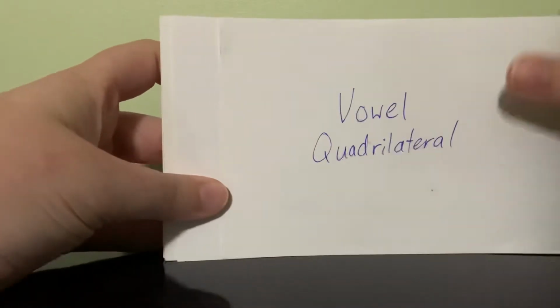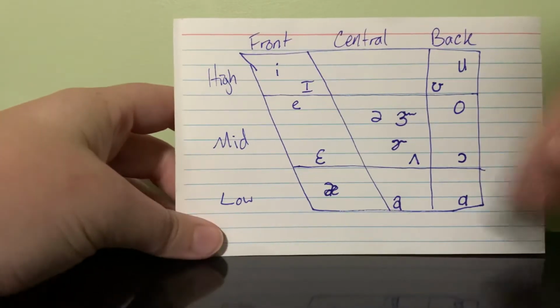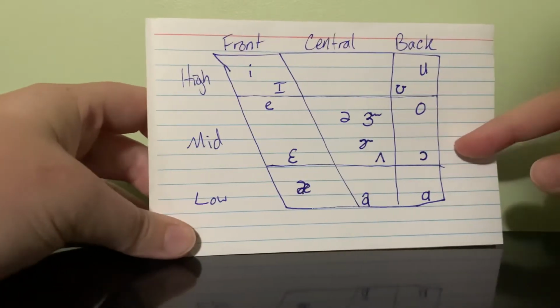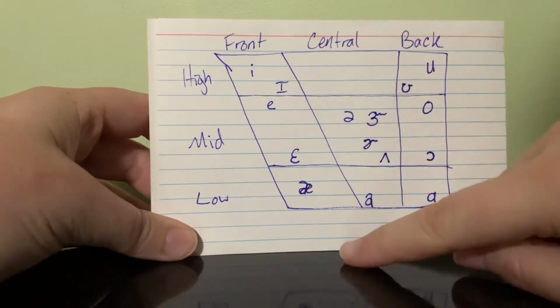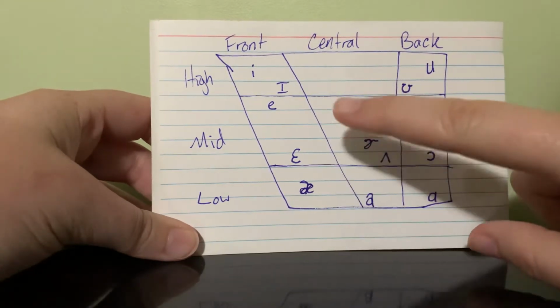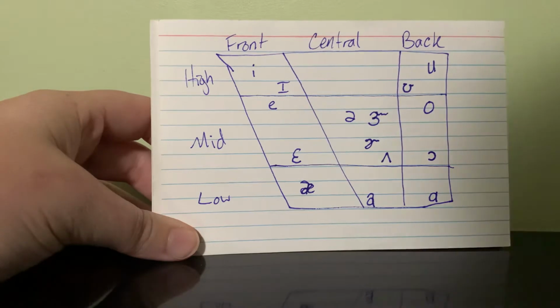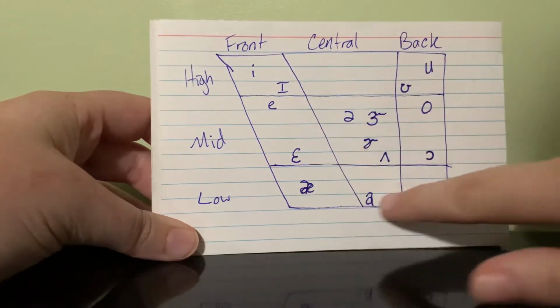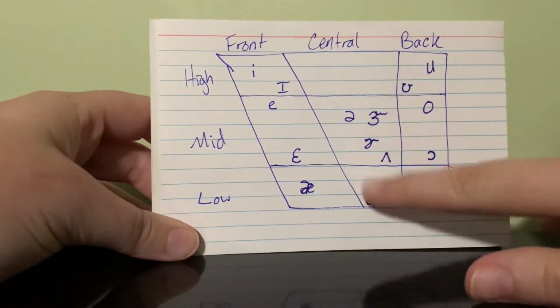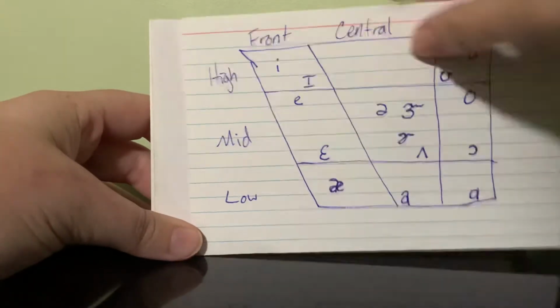Okay, next is the vowel quadrilateral, which is just this chart here showing the various vowels that are used in phonetics, with the placement of the tongue, whether it's low, mid, high, and then front, central, back. And it puts each vowel into its own category based off of the placement on this image, the chart there.